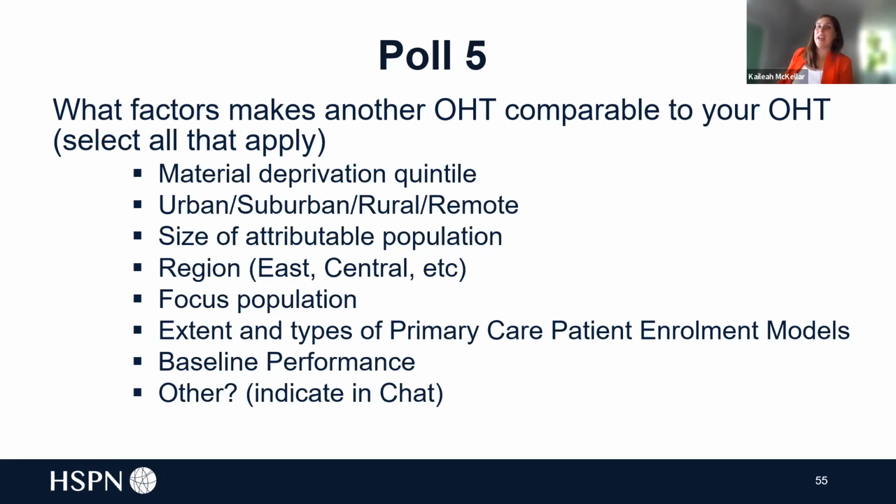We're interested in hearing from you in terms of what factors make an OHT comparable to your OHT, and you can select all that apply. We do understand that this might vary from measure to measure in terms of who you might want to compare to, but I'd like to hear from you on this. Ideally we wouldn't want to have different peer groups depending on the measure. We're always going to have to make compromises, but if you had to choose one. Wow, there's quite a few options here. I'll leave this one open a little bit longer, so people have an opportunity to think through the different options and what might be relevant.